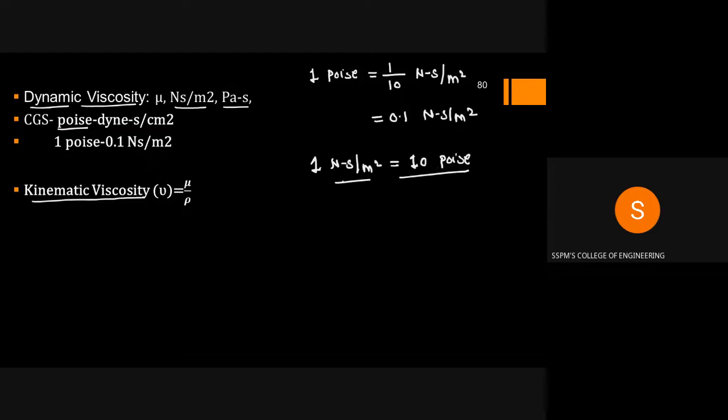And the kinematic viscosity is the ratio of the dynamic viscosity of the fluid to the density, so it is mu upon rho. If the question is to determine the kinematic viscosity and the dynamic viscosity is given, just divide it by the density and we will get the kinematic viscosity. Kinematic viscosity is expressed as nu.